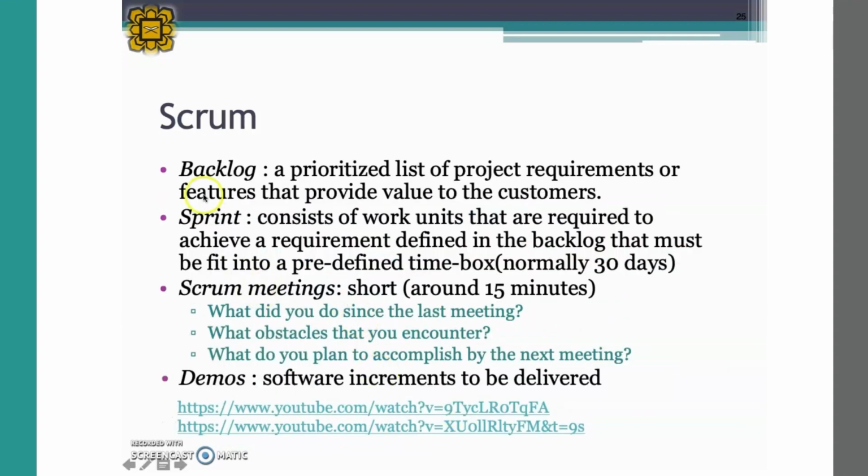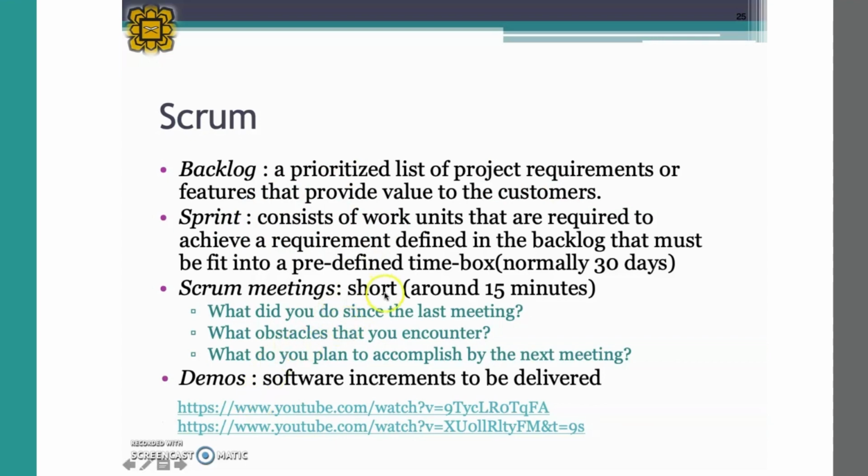So we have the terms backlog, sprint, the meetings, and the demos. Backlog is a prioritized list of project requirements or features that provide value to the customers. And sprint are the requirements that will be developed in the next cycle, or the next iteration.